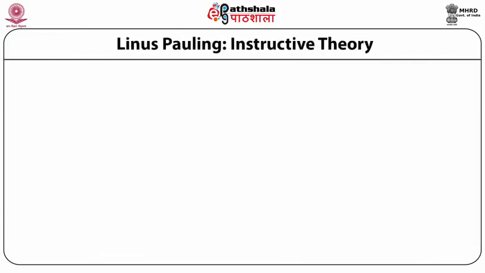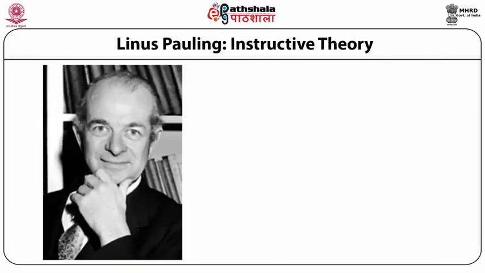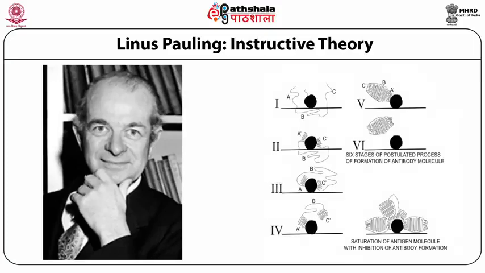In 1940, Linus Pauling joined the debate. Pauling proposed that the terminal ends of antibody assumed specific and complementary shape to an antigen. Pauling implied that the antibody has two combining sites for the antigen. As we will see later, he was right in his prediction, but his prediction was based upon the wrong premise.